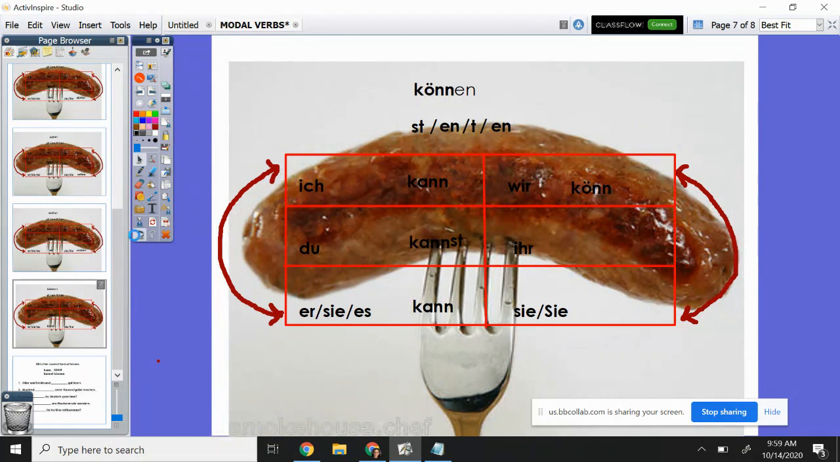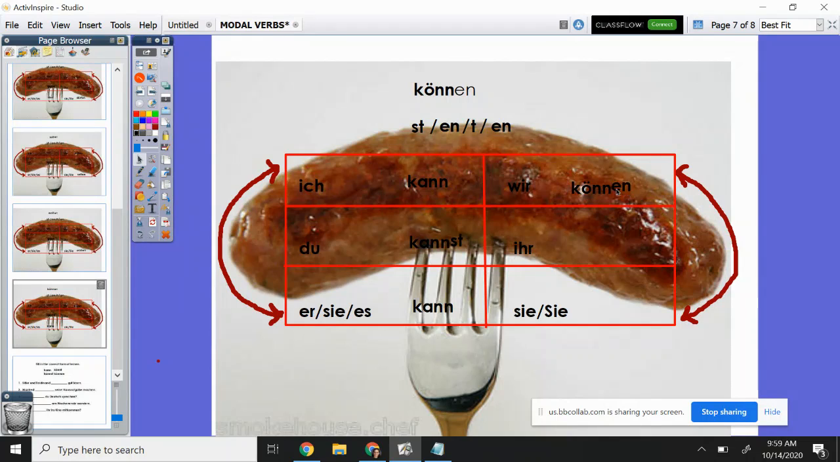Wir können. And then sie können. And then the ihr form will be ihr, the T ending. Okay, so these are our modal verbs that we have in this unit. We're going to take a look at how we use them in context now.